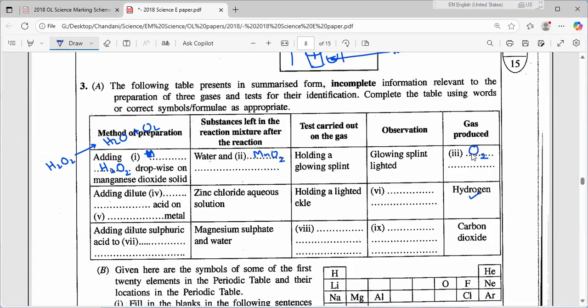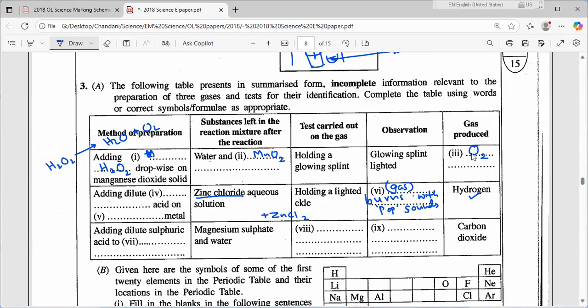Hydrogen is released. We identify that hydrogen by holding a lighted splint. Then what is happening? The gas burns with a pop sound. The gas burns with the pop sound. Then it's forming zinc chloride, right? It is producing zinc chloride.